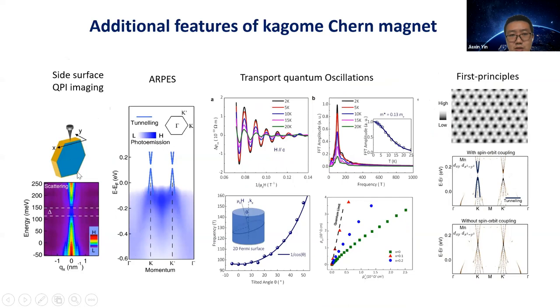For example, we imaged the edge state scattering, and we found indeed within the Chern energy gap, the quasi-particle scattering for the edge is strongly suppressed. So this is consistent with the chiral nature of the edge states, so they don't scatter. We also have photoemission and some transport evidence for the 2D nature of the Fermi surface, and some additional first-principles evaluation of the Chern quantum nature.